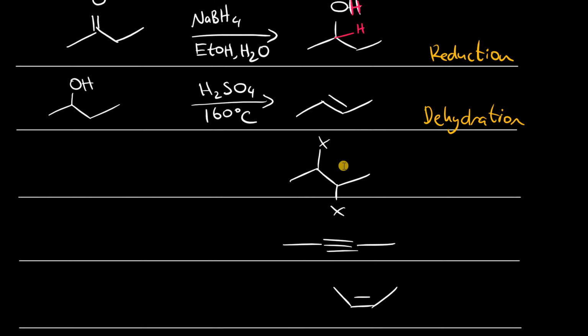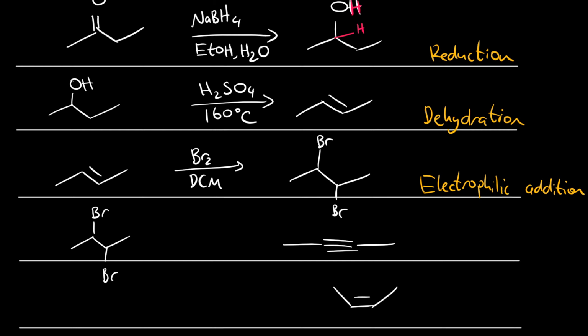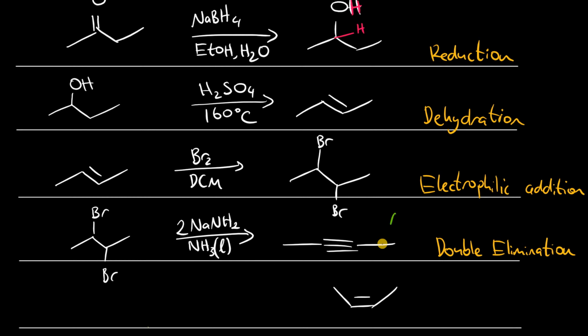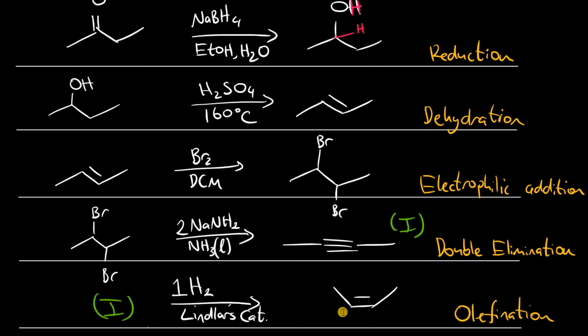Now to form the vicinal dihalide, we can use Br2 and dichloromethane, which reacts with our alkene in an electrophilic addition reaction. And with our vicinal dihalide, we can react it with 2 moles of sodium amide base, which is dissolved in liquid ammonia. Let's call our alkyne compound 1. We take that and react it with Lindlar catalyst to form the cis-alkene.